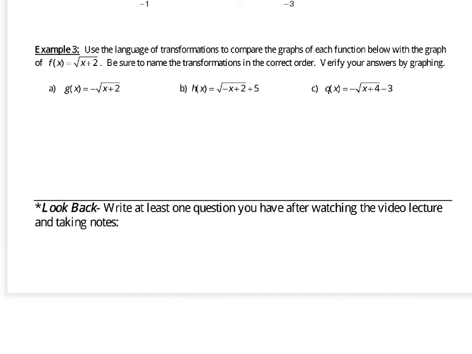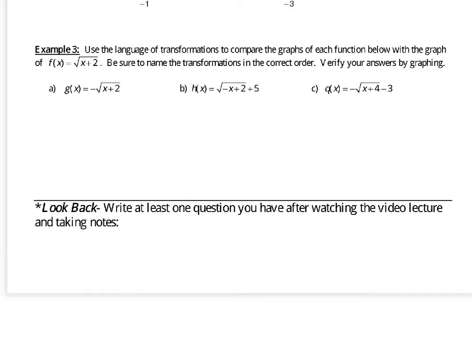The final example asks us to use the language of transformations to compare the graphs of each function below with the graph of the parent, and in this case our parent is the graph of the square root of x plus 2. You're supposed to name the transformations in the correct order, and because reflections are indicated by negative signs multiplied by x, we must name the reflections first according to PEMDAS, because multiplication comes before addition and shifts are represented by addition or subtraction. So let's go ahead and try example 3a.